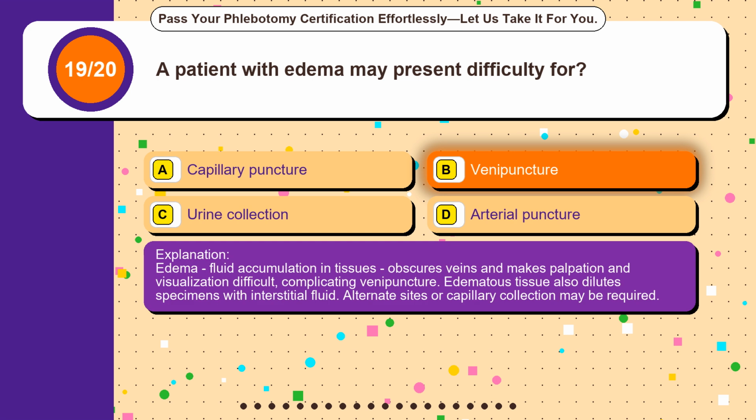Edema, fluid accumulation in tissues, obscures veins and makes palpation and visualization difficult, complicating venipuncture. Edematous tissue also dilutes specimens with interstitial fluid. Alternate sites or capillary collection may be required.